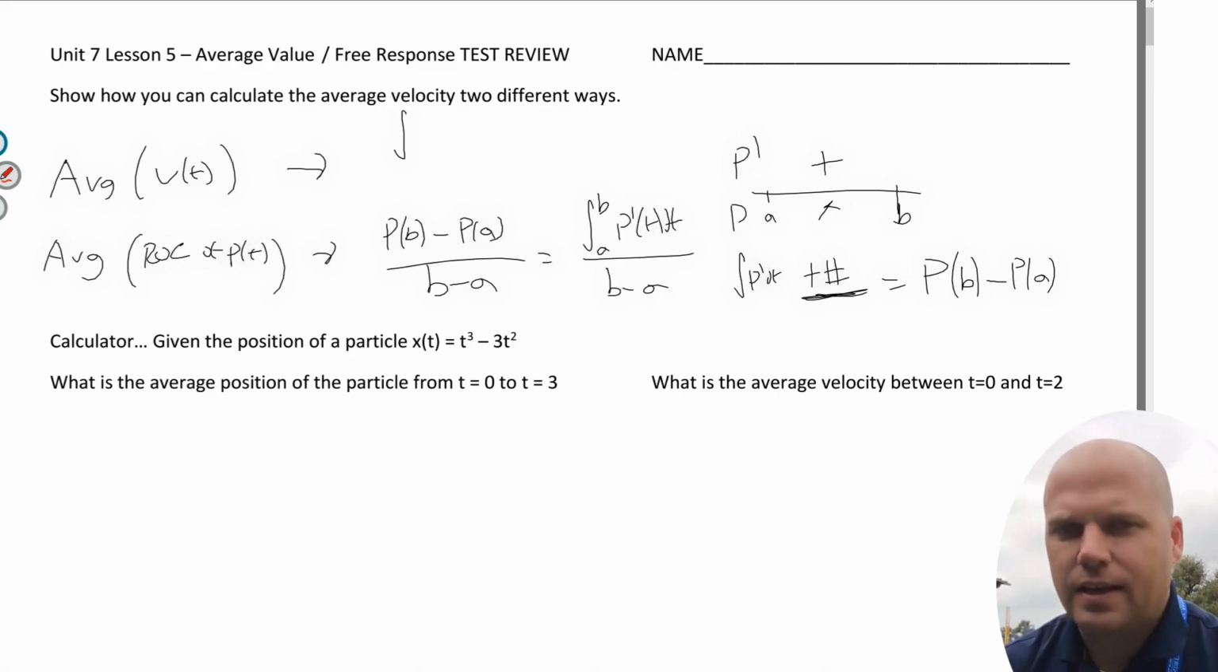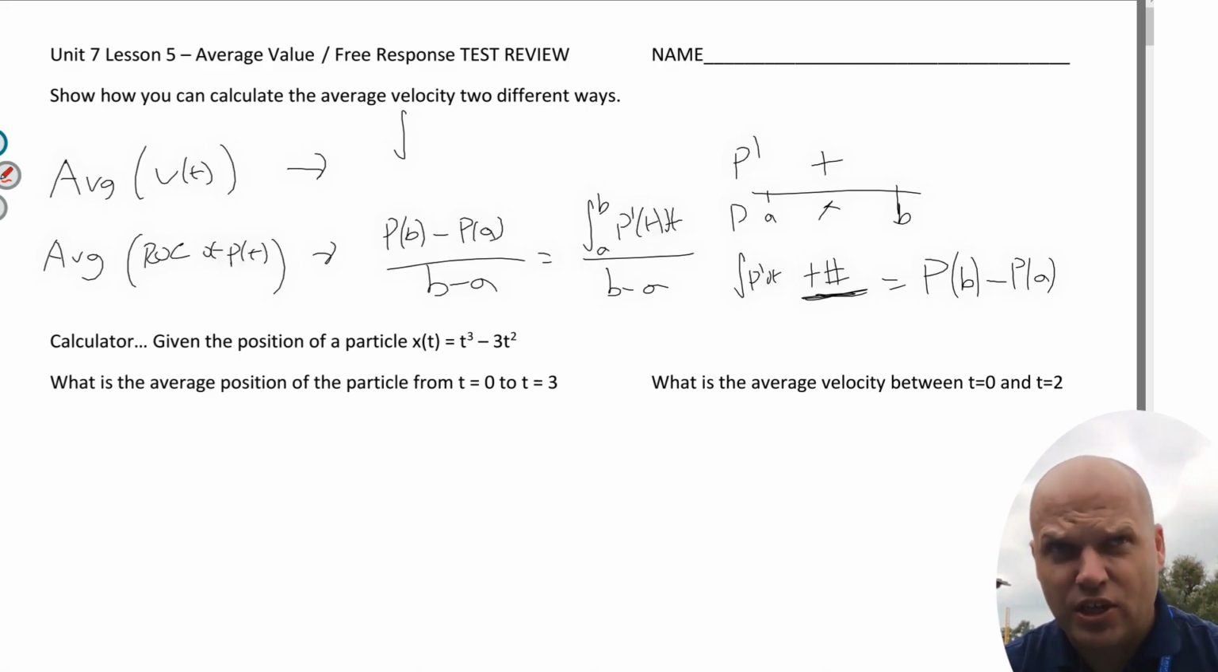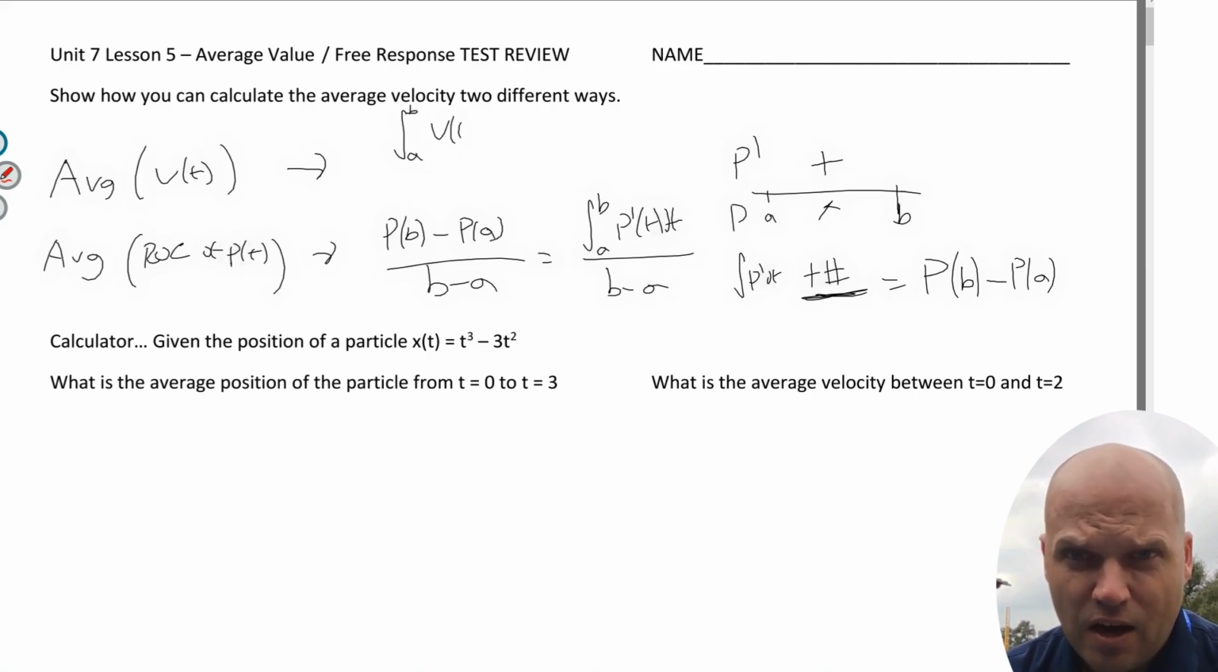And this is kind of like how we think of averages overall: if I want to find the average of something, just add up all the things and then divide it by the amount of things. Well, it's kind of what we're doing. We're just adding up the velocities and we're dividing it over our interval.